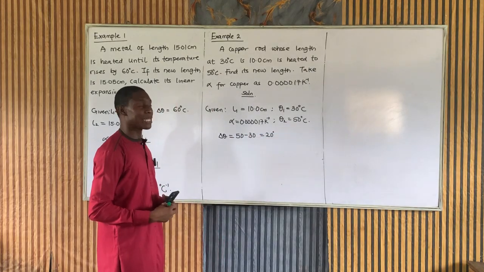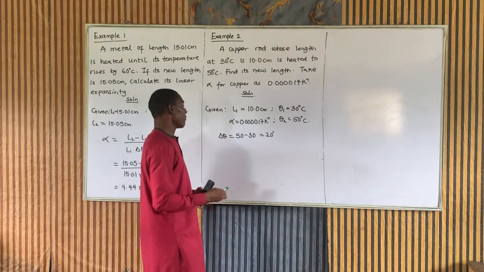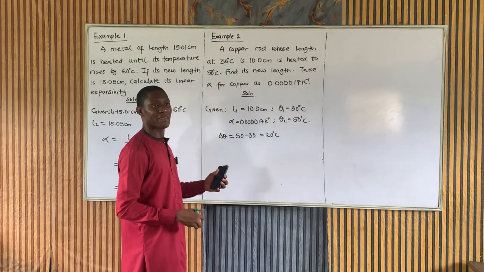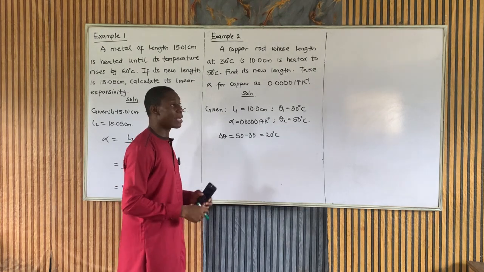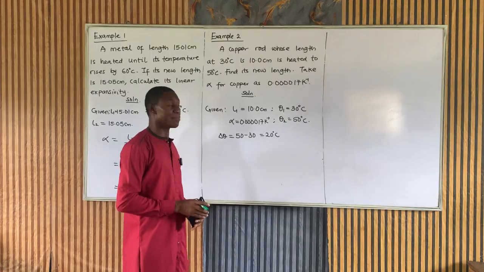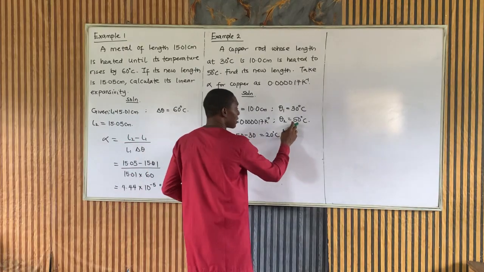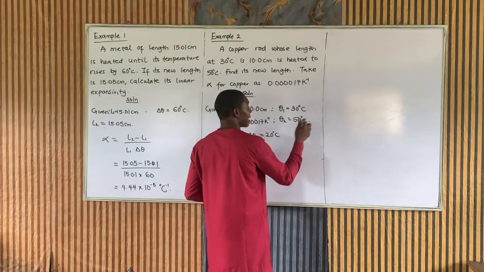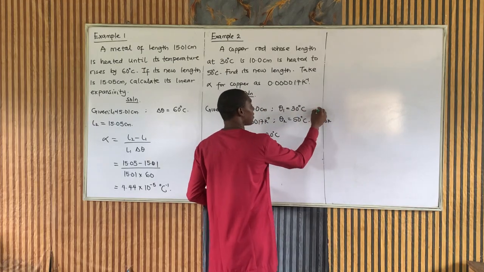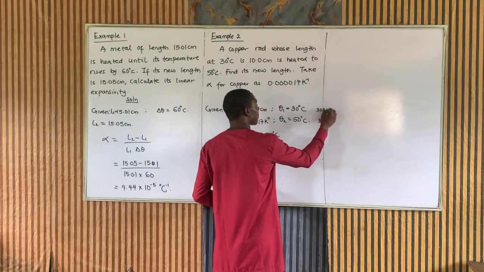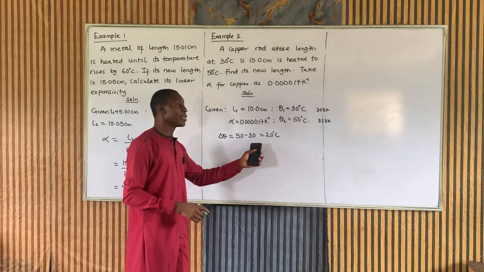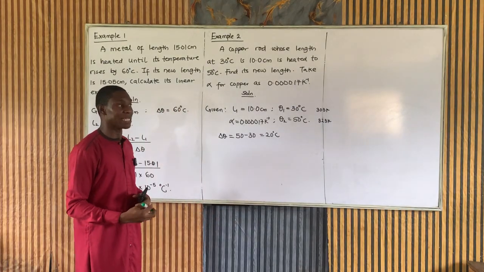Now, very important: even if someone says, why don't we convert to Kelvin, there's actually no need, because if you do convert to Kelvin, you have the answer as 20. If you convert this, that's plus 273, you have 323 Kelvin and 303 Kelvin. And by the time you subtract 303 from 323, you still get 20 as a difference.